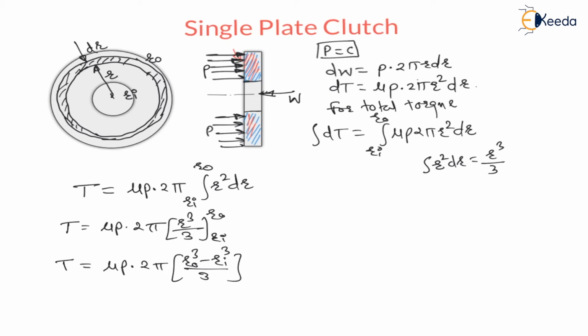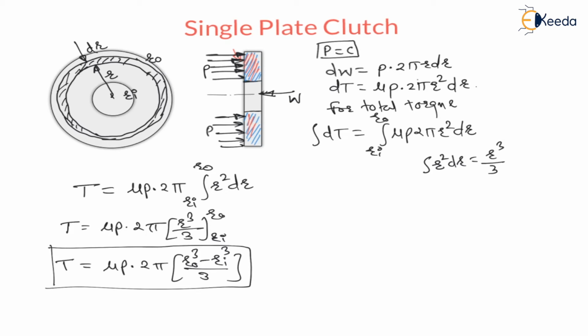I hope you know how to put the limits. It is very simple. From 12th standard you are doing this in mathematics, right? Now here first of all we have to find the pressure. In terms of pressure, this is the torque formula, very important. Remember this formula. In terms of pressure and Ro and Ri, this is the torque transmitted formula. Now in terms of normal load W, we will derive this formula.